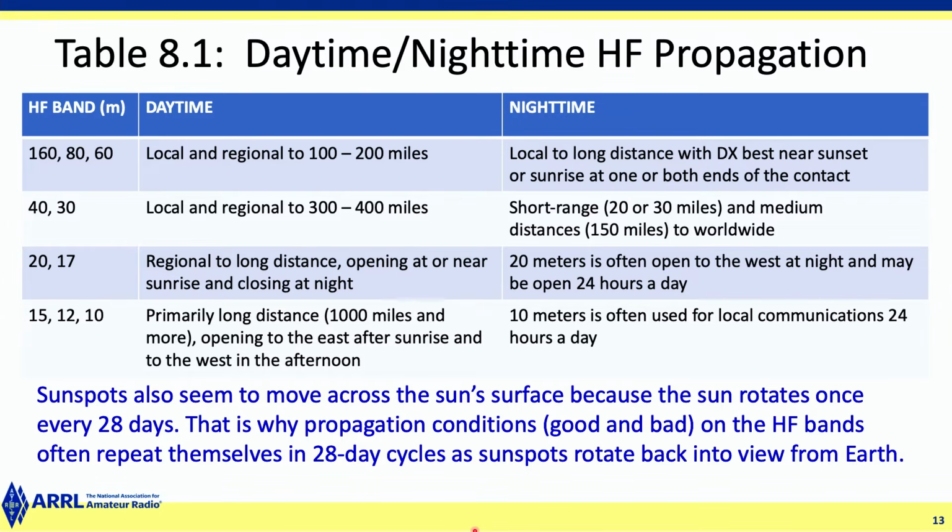So if you want to look at what you're going to have in terms of propagation tomorrow, or a good idea, let's say you wanted to look at what your propagation was going to be like at Field Day. Take a look at what propagation was like 28 days before Field Day, and it's going to tend to be about the same, because the sun is rotating and you'll have the same number of sunspots facing you every 28 days.